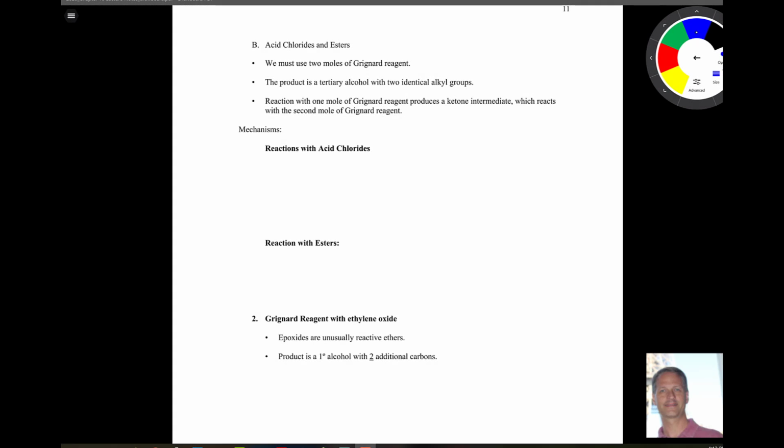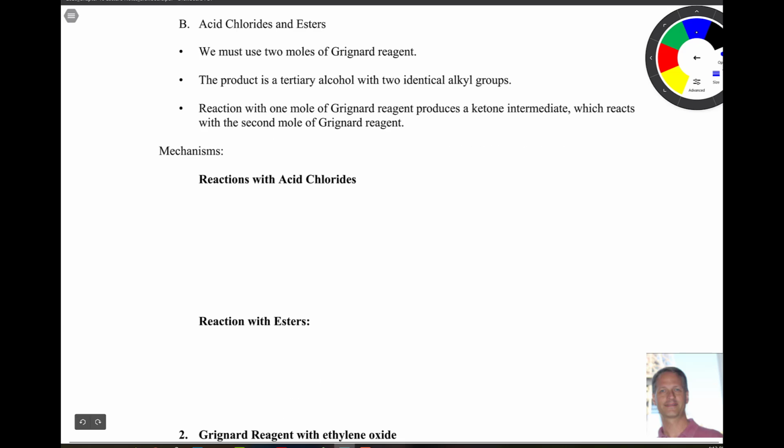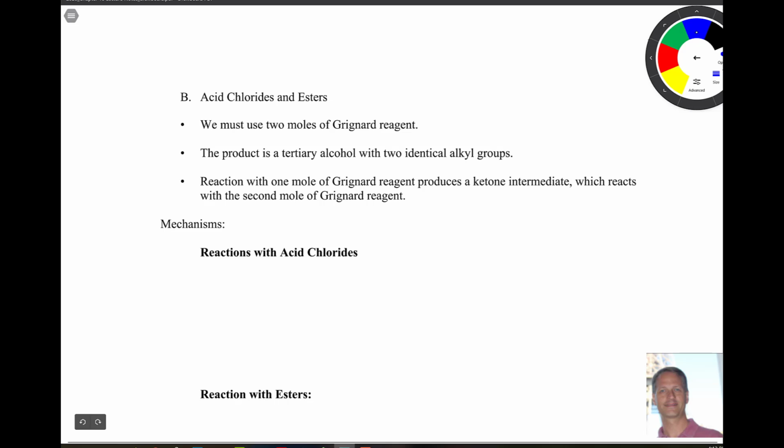Alright, so let's look at the last page here of chapter 10. We're going to talk about organometallic reagents reacting with acid chlorides and with esters. So let's talk about first what acid chlorides are. I know it's something that we don't usually talk about much until we get to this chapter in first semester. So let's talk about what their structures are.